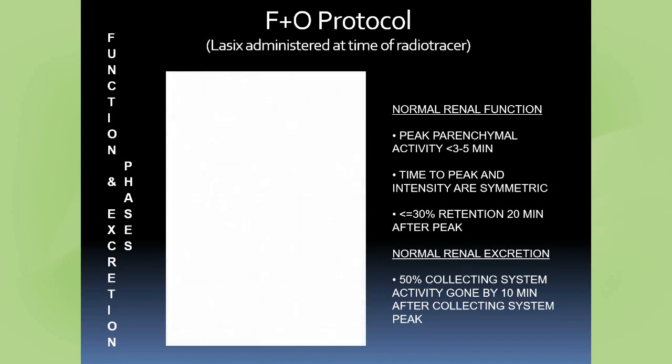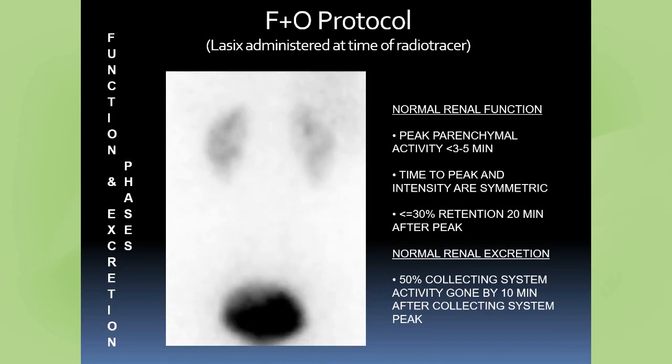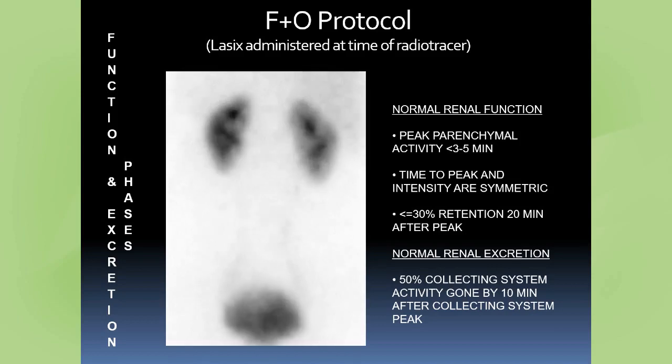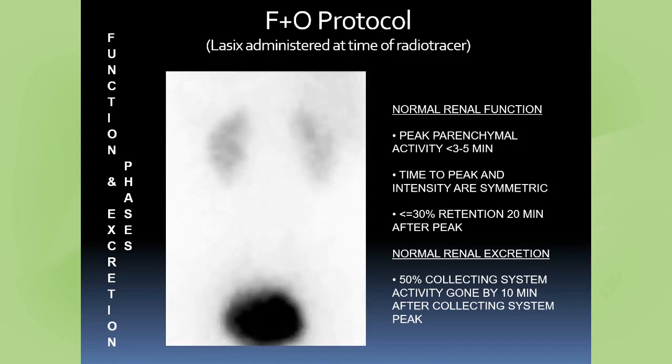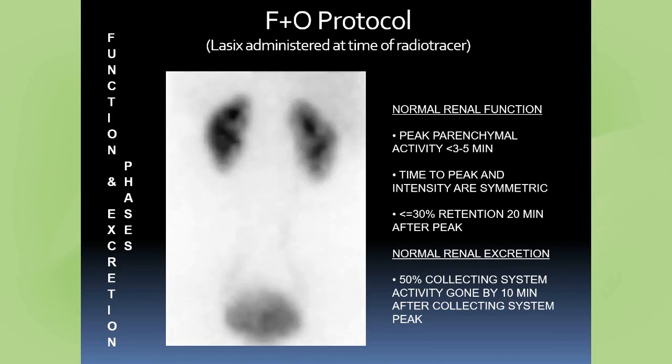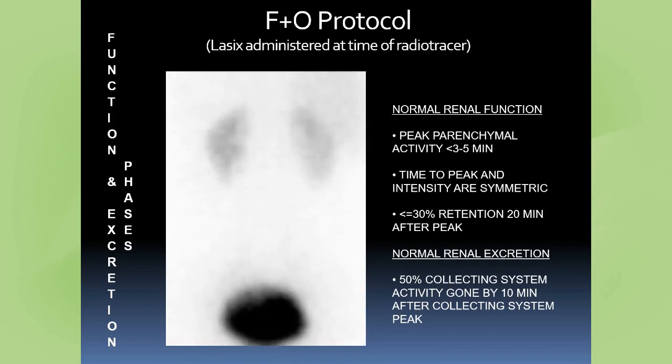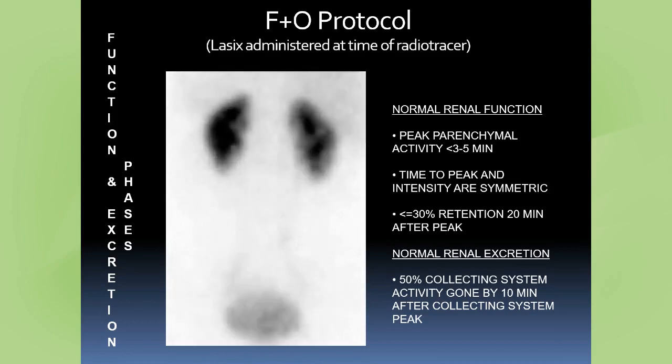It should have peak activity in less than 3 to 5 minutes. And I have to admit, I don't like the range. In my clinic, I just use 5, because what does a 4-minute time to peak mean? It's still normal, but some people wonder, is it upper limits of normal, borderline abnormal? So less than 5 is acceptable. And it's important to know that that is true for both MAG3 and DTPA. You want to see a relatively symmetric time to peak and a relatively symmetric intensity of that.